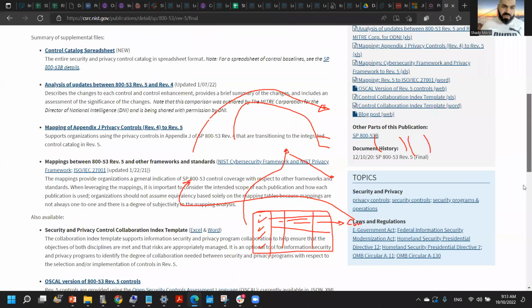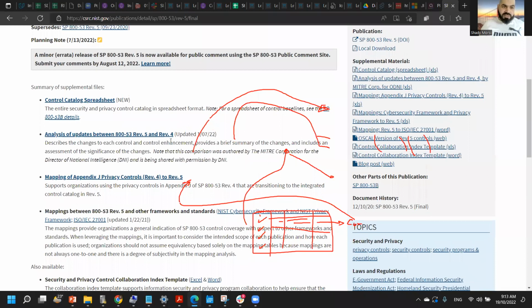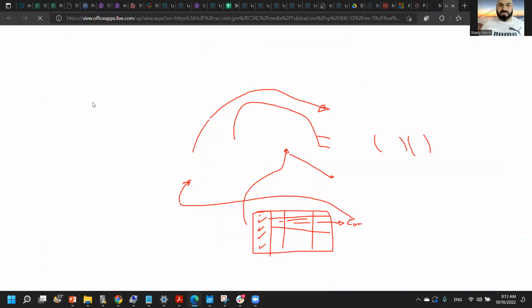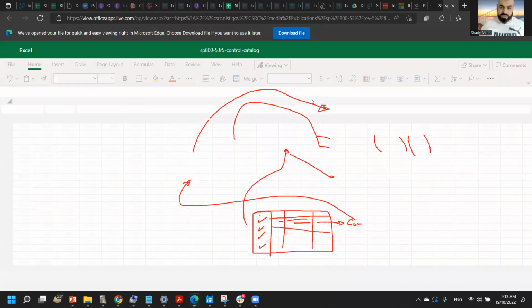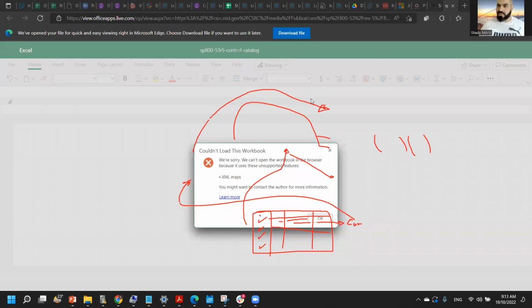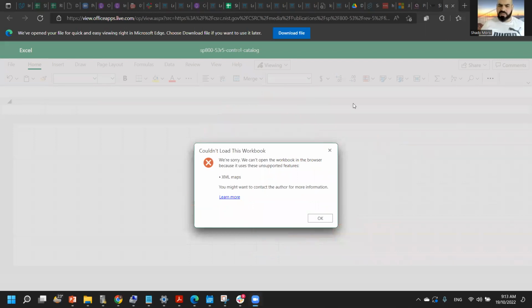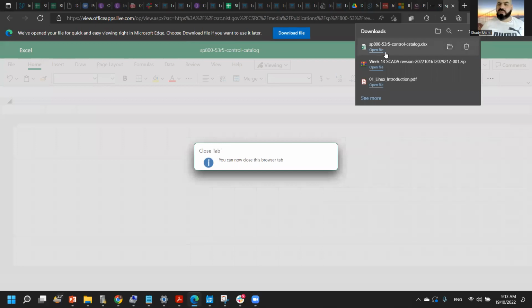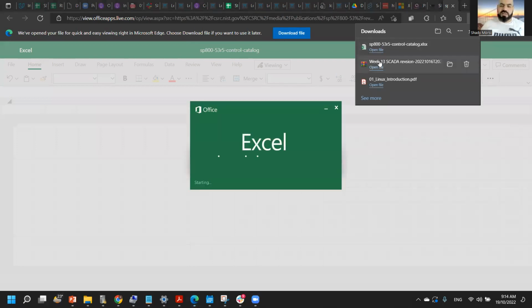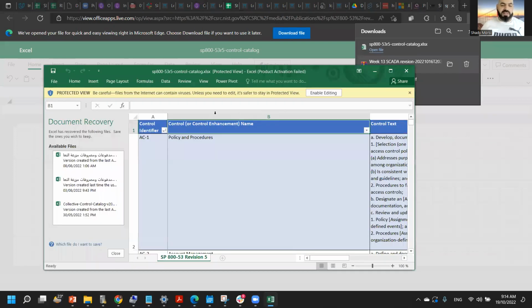In the abstract, you should be able to find one link here. Control categories should give you a list of all the controls you need to implement. Let me just clear this one. It couldn't load this workbook. Why is this? Okay, let me clear this. Thank you very much. Yes, download the files. I'm worried about why it doesn't allow me to open the catalog of controls. It's interesting.